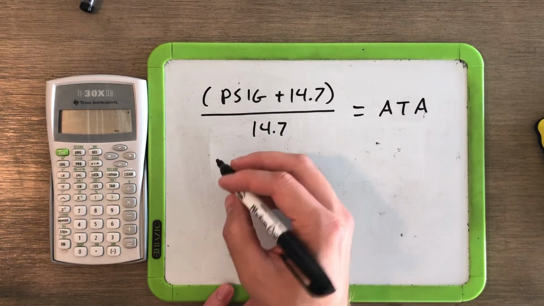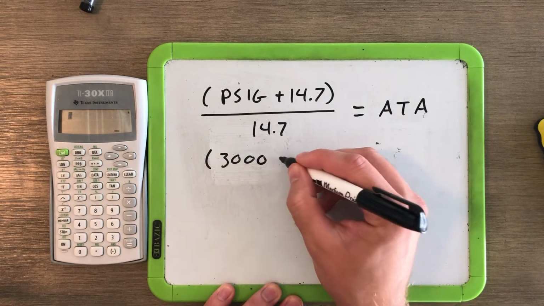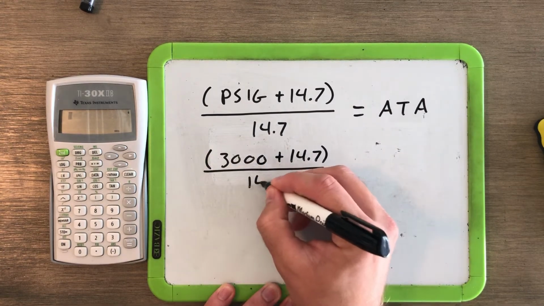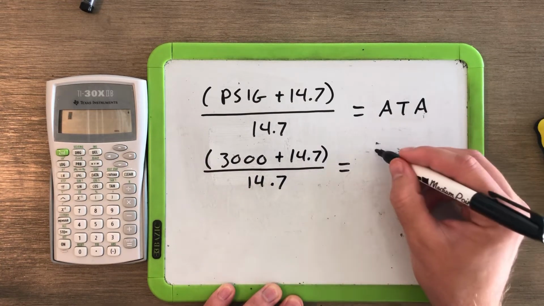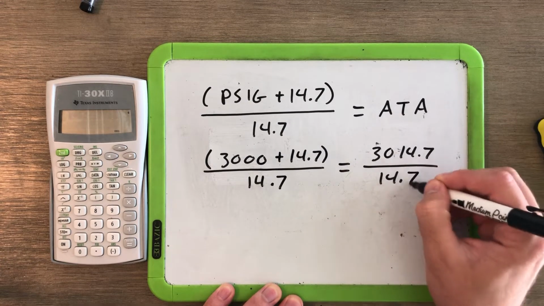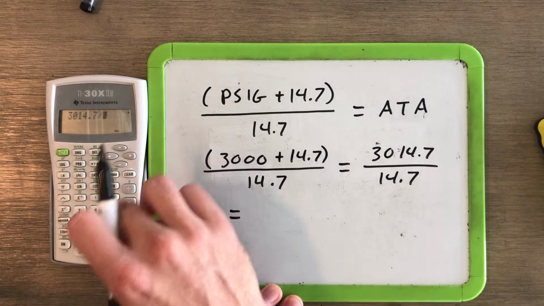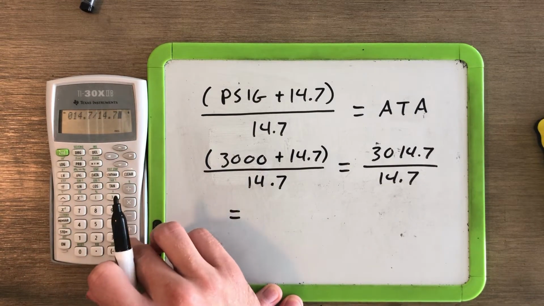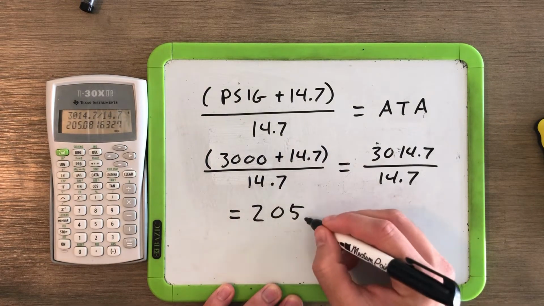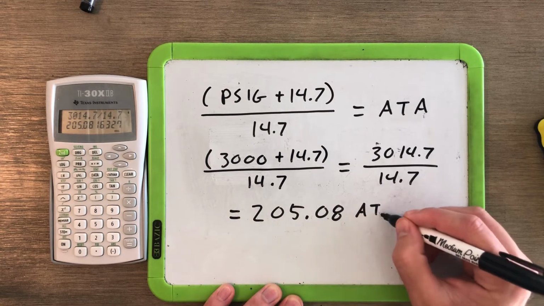So let's just pick a PSIG to test. We'll say 3,000. So 3,000 plus 14.7 divided by 14.7 is equal to 3,014.7 over 14.7. Go to my calculator. And I get 205.08 ATA for my final answer.